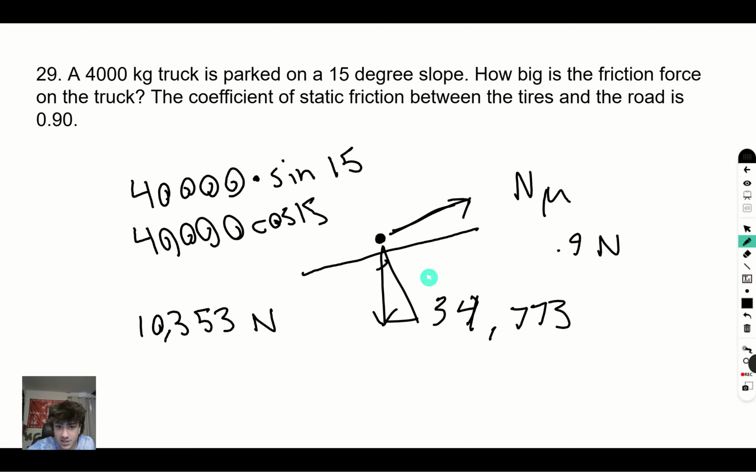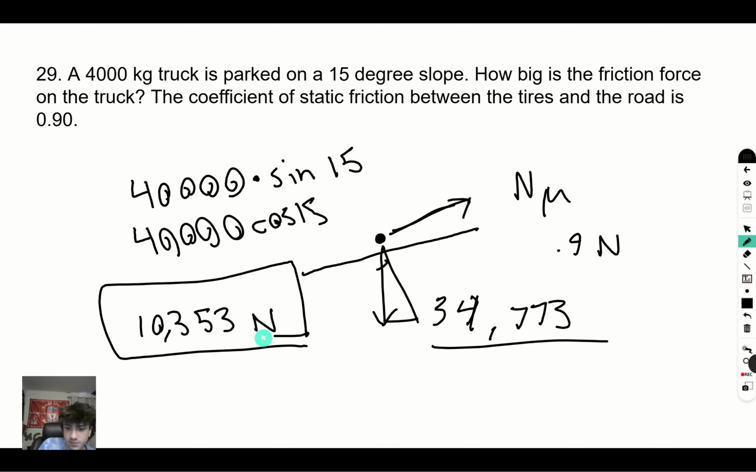However, this is not the true friction force on the truck, because it is greater than the force that is pulling the truck down. And if the force was actually this much, the truck would be sliding up the ramp. But as we know from assessing real life situations, the frictional force can only be as great as the force that it is resisting. So therefore, the frictional force is truly going to be 10,353 newtons rather than the value we have calculated here. So there you go. That's really the trick to that problem.